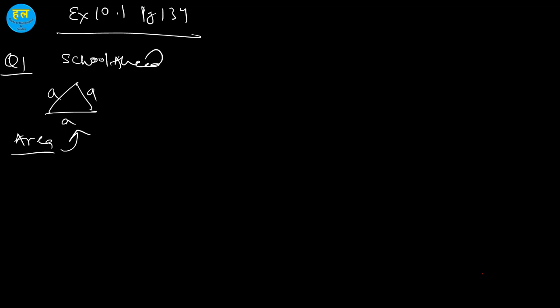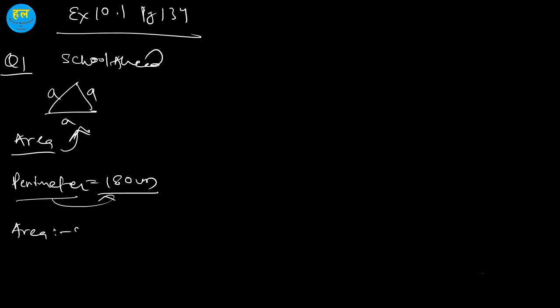If its perimeter is 180 centimeter, what will be the area of the signboard? First we have to find the area using A as side, then we have to find the area taking perimeter as 180 centimeter and find the area again. So we have two questions in question number 1. Let us find.